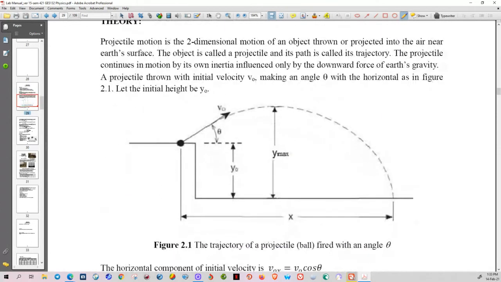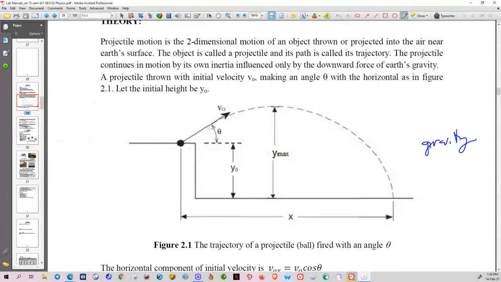So projectile motion, as I said, is a two-dimensional motion, which happens when an object is thrown or projected into the air near the Earth's surface. That's because projectile motion happens with the effect of gravity on the object, okay?